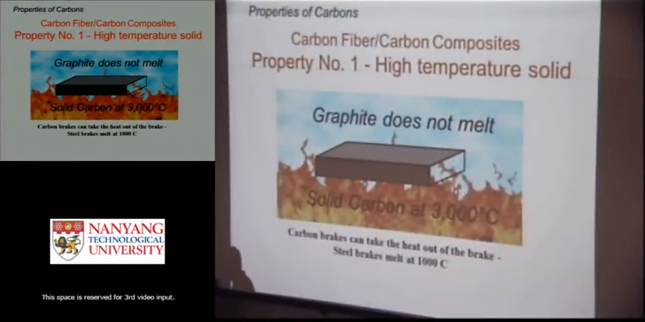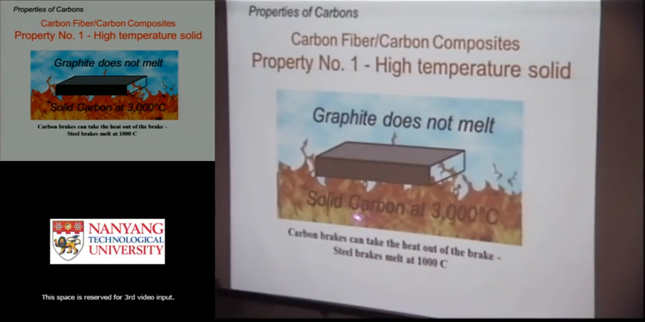So carbon materials have a lot of advantages. For example, the first one is the melting point. Carbon actually never melts. But for metal, normally the temperature is more than 1,000 degrees, and normally they will melt.